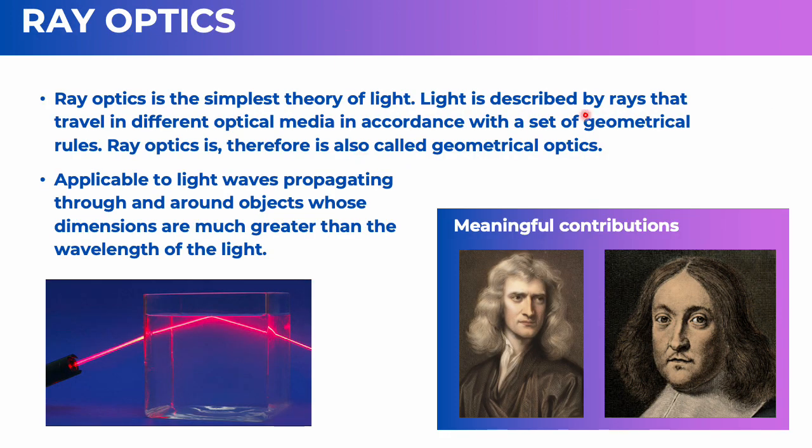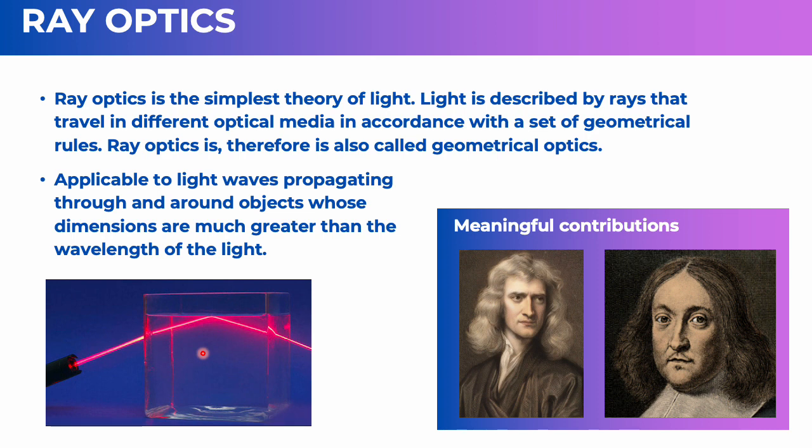Ray optics is the simplest theory of light. It says that light is described by rays that travel in different media in accordance with a set of geometrical rules, and so it is also called geometrical optics. Ray optics is applicable mainly around objects that are much greater than the wavelength of the light that we are studying. So this is applicable to all of our everyday objects, mirrors, walls, and so on, because the dimensions of these objects are much greater than the wavelength of light.